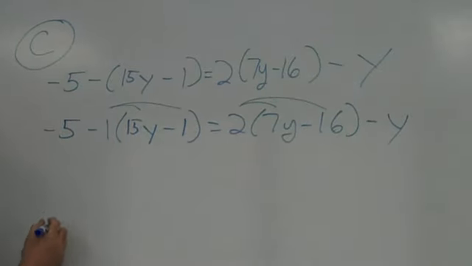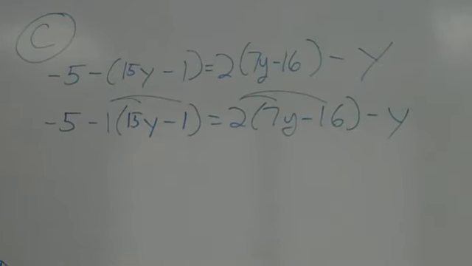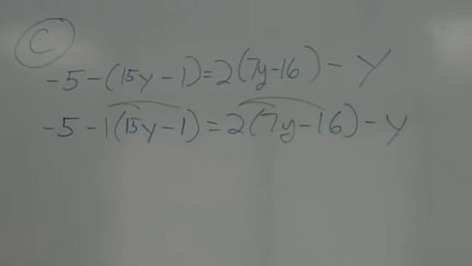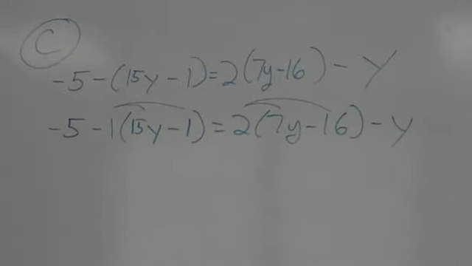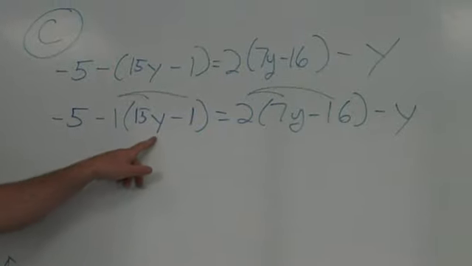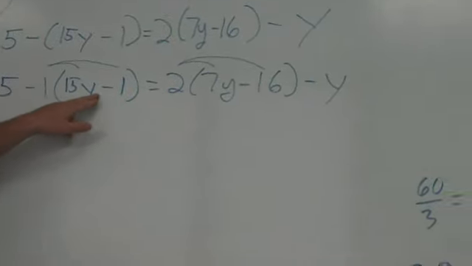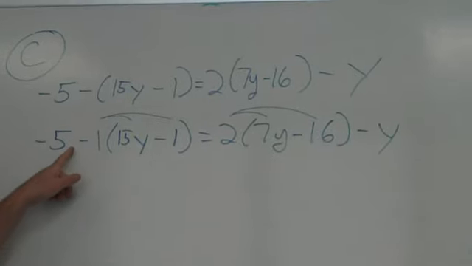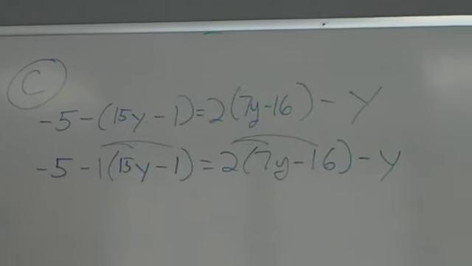Wait, why wouldn't it just be negative 5 minus what's in there? Okay, that's the like terms again. It's just like terms. Like terms have to have the same variable raised to the same power. Here we have a y, here we've got no variable at all. So we cannot combine those.